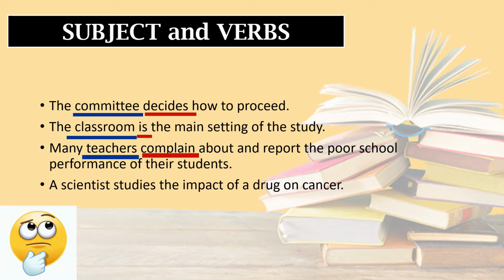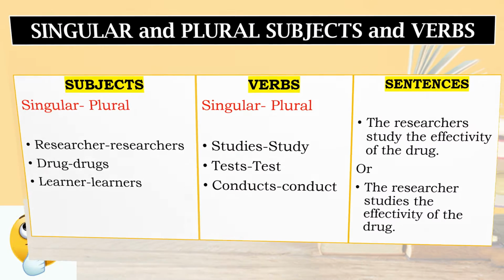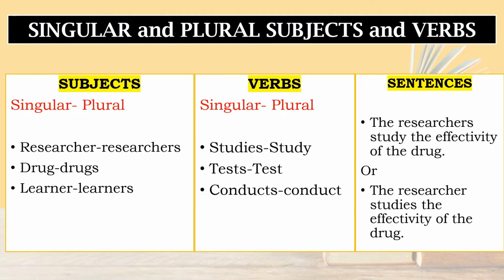For this sentence, a scientist studies the impact of a drug on cancer. What is the subject and the verb? Scientist is the subject and studies is the verb. I'm sure you are already acquainted with the subject and the verb. Now let's move forward to the singular and plural forms of the subject and the verb.